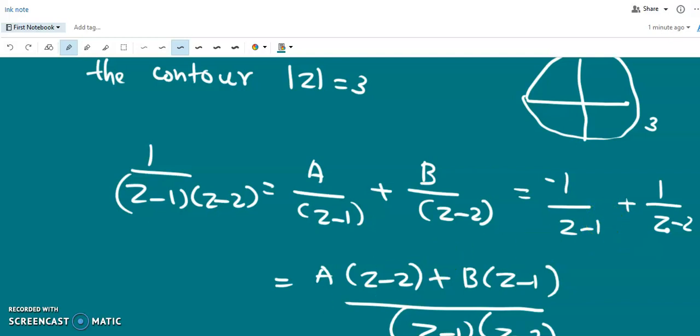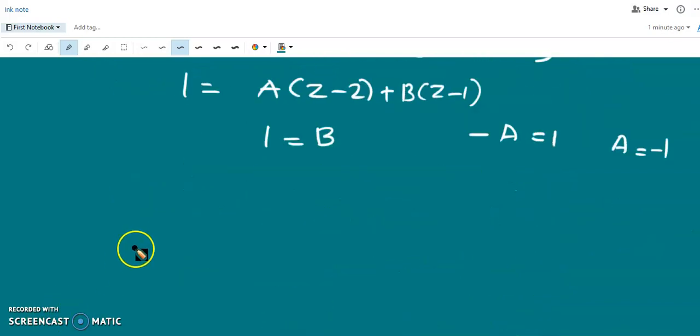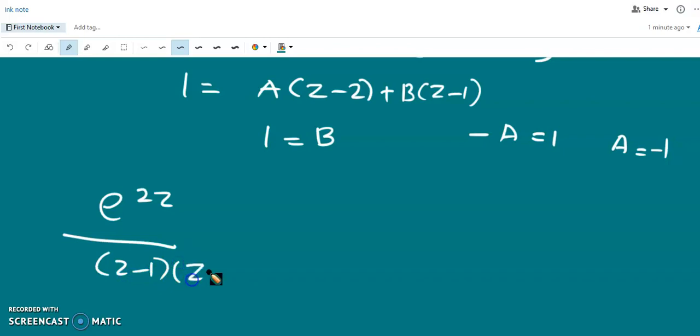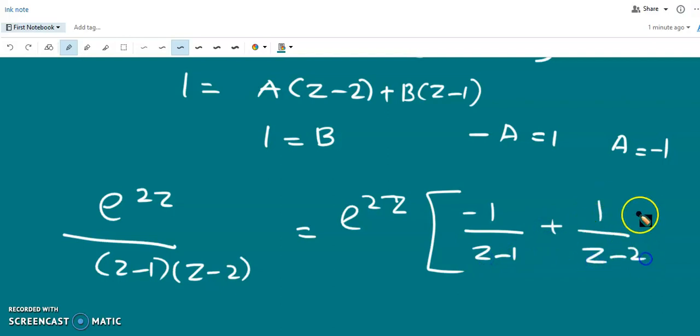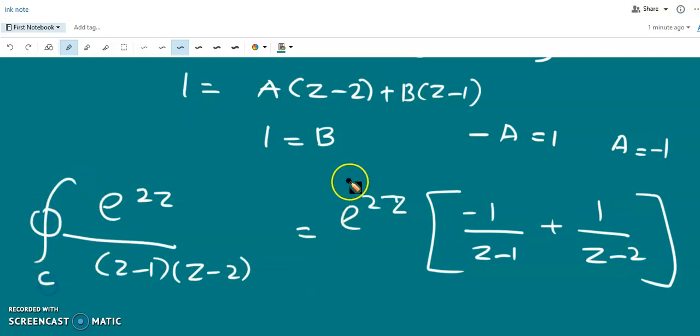Now we can write this integral as two. That is e to the power 2z divided by z minus 1 into z minus 2. Taking e to the power 2z outside, it becomes like this. We have already converted this into partial fractions: minus 1 by z minus 1 plus 1 by z minus 2. So now we have to integrate this over the closed contour C. So these are two integrals.